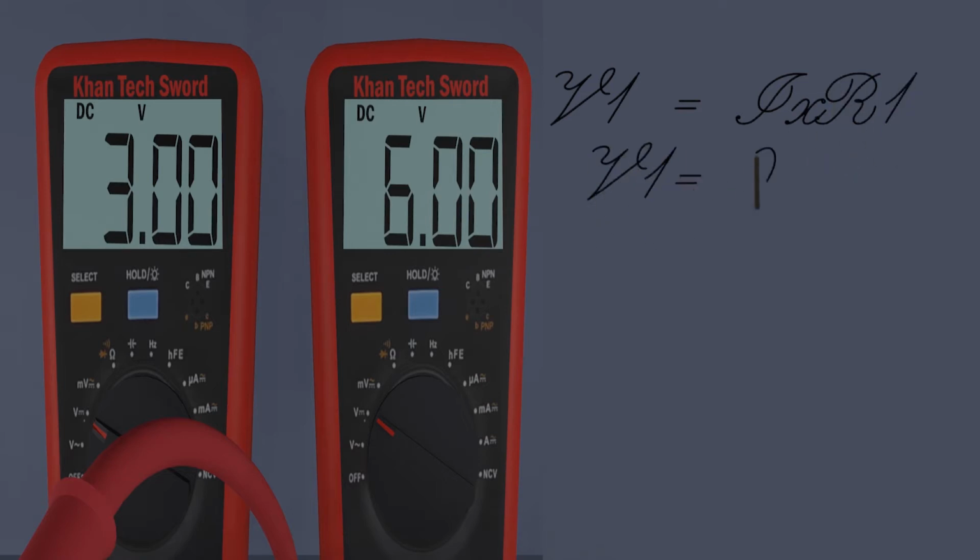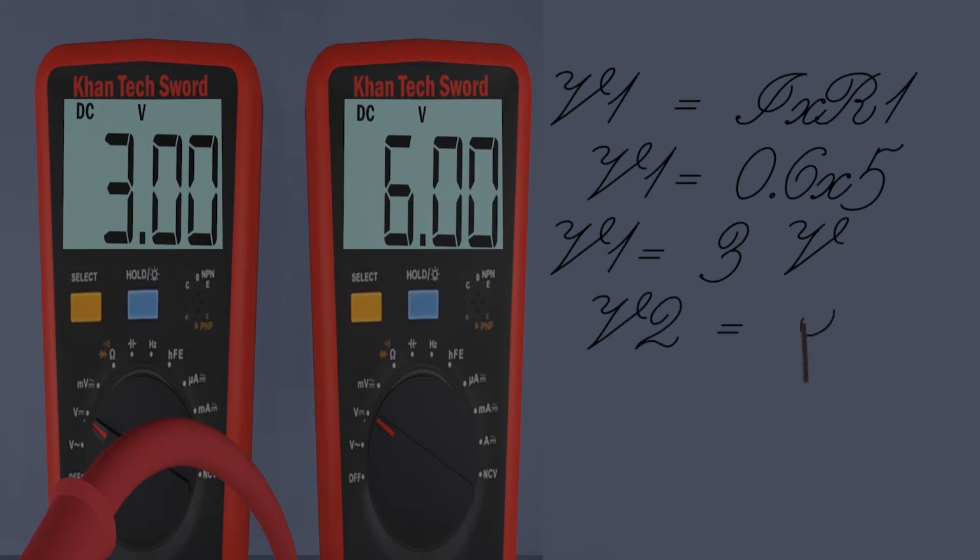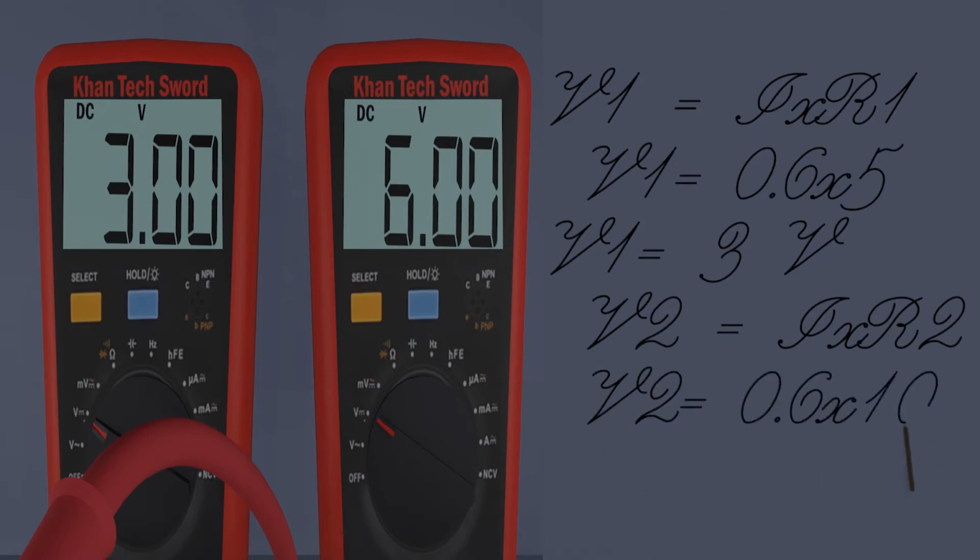V1 is equal to I multiplied by R1. V1 is equal to 0.6 multiplied by 5, and the value of V1 is 3 volt. Voltage difference across R2: V2 is equal to I multiplied by R2. V2 is equal to 0.6 multiplied by 10, and we get the value of V2 is 6 volt.